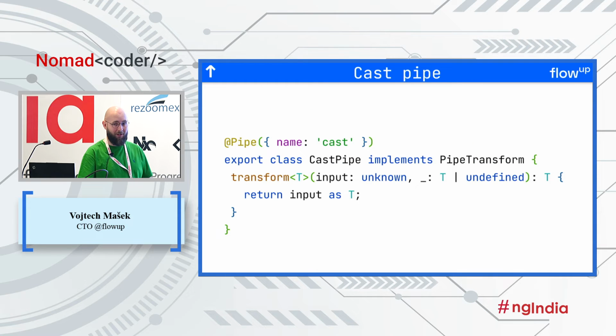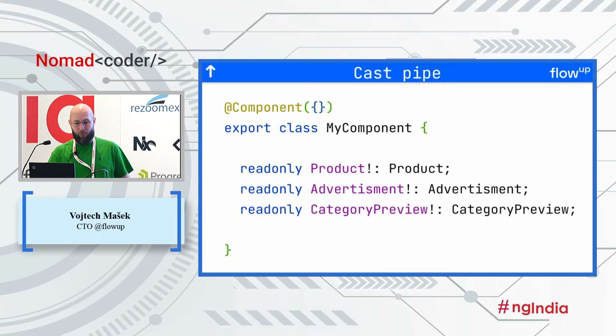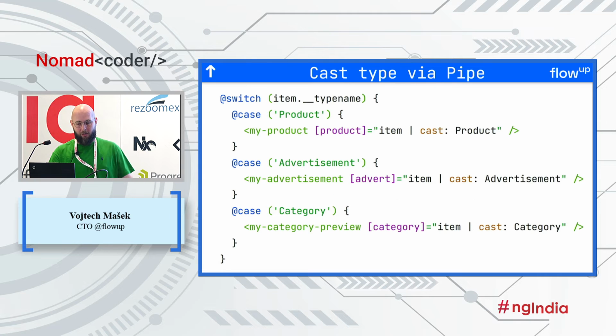Okay, we can also have something like this. This is a pipe. The only purpose of this pipe is to return the input as a given type, so you cast a type in TypeScript. How can you use this? Well, in your component, you state the types that you want to use, because sometimes you need a different type in a template to properly type check. And then you can, for example, have a switch like this. You know that the item has a type name because, for example, it is coming from GraphQL, or your backend is doing it this way.